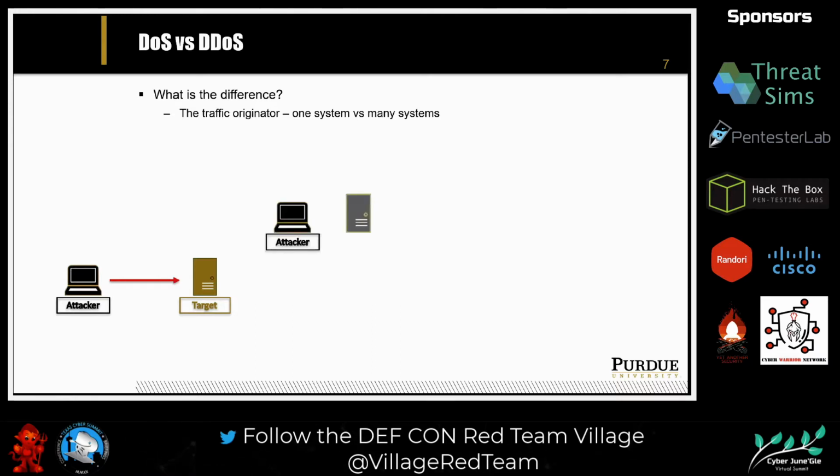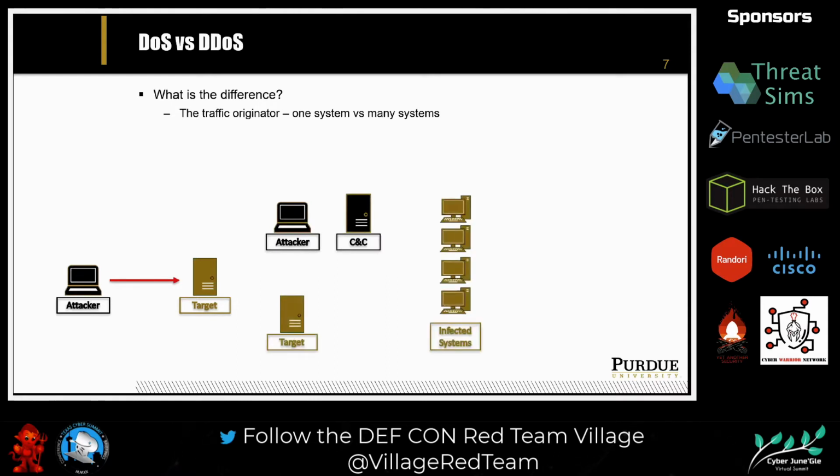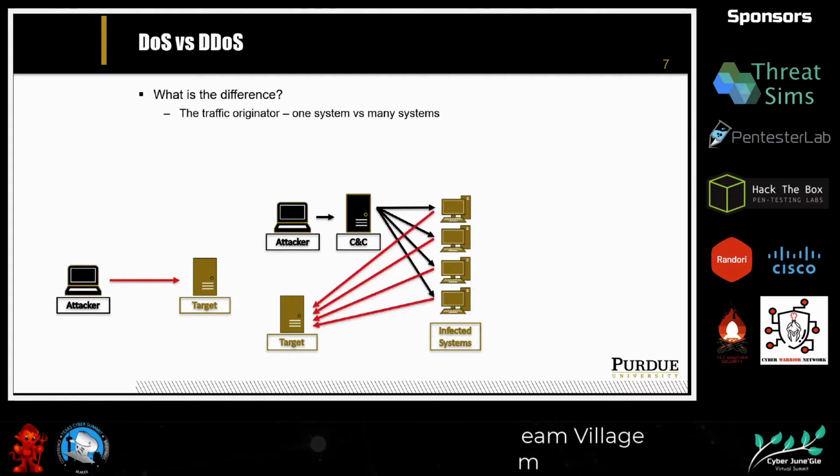But if we look into this picture, we're going to see the next generation. So we have a distributed attack where we have an attacker that is controlling a command and control server. And now the command and control server will issue commands to bots. And then the traffic is going to be coming from many different sources.